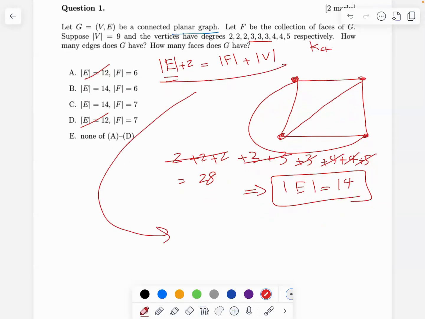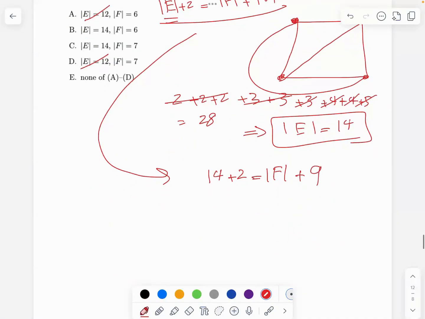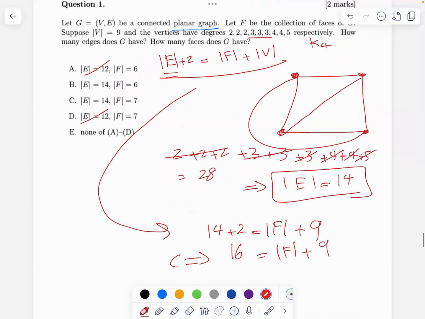Now let's use Euler's formula. 14 plus 2, absolute value of F, plus how many vertices do we have, by the way? That was the example. Here, 1, 2, 3, 4, 5, 6, 7, 8, 9, and it's written here, by the way. All right, so 9. So let's find the absolute value of F. So this is 16 equals F plus 9. I don't want to solve this one for you. So the answer is 7.